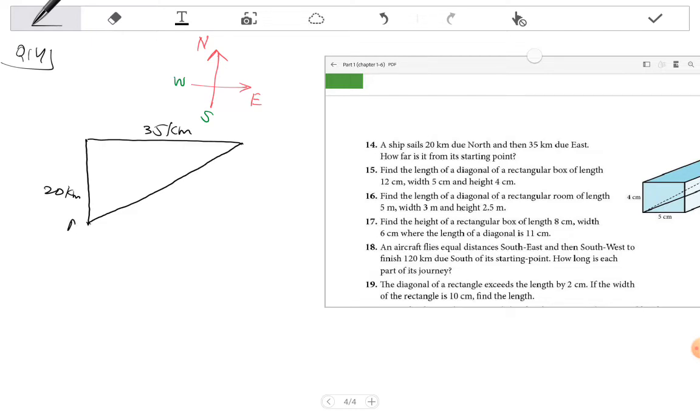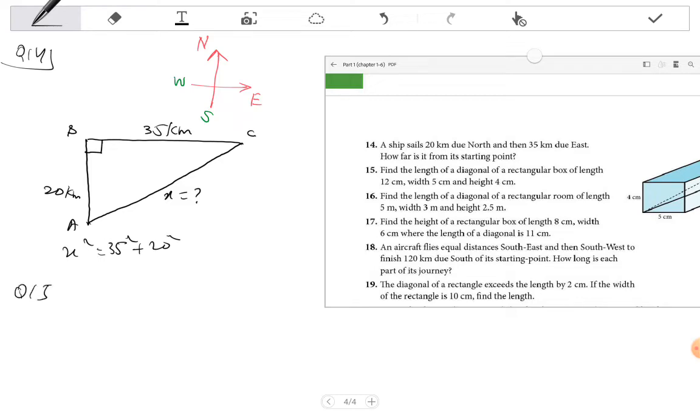First it moves from A to B and then B to C. So what is the AC distance? This is 90 degrees. So now the question is easier, so you can solve it. x square equals 35 square plus 20 square.